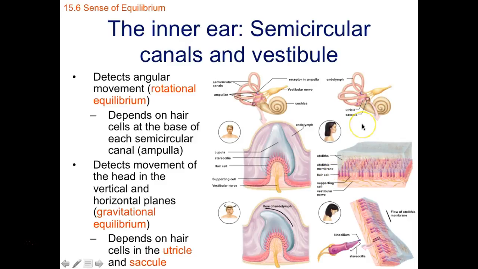And then we have our gravitational equilibrium. This has to do more with the vestibule. And remember, the vestibule is broken down into a utricle and a saccule. And within this area, we have a membrane that, once again, will help the hair cells shift. And that happens when we have changes in gravity. So, for example, tilting your head forward will cause the otolithic membrane to shift, and that'll be picked up by a sensory nerve again. And this will also be another vestibular nerve.